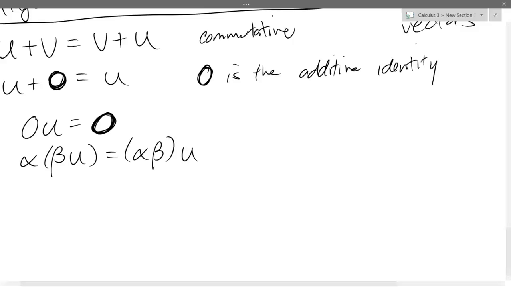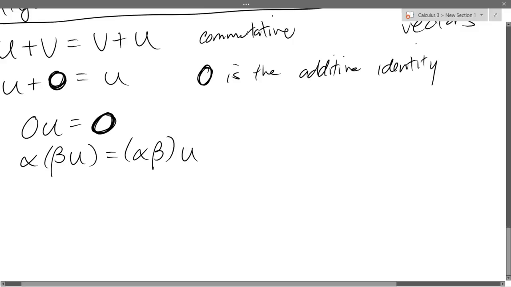Now, what do we call this property? It's definitely a property of scalar multiplication. Call this the associative property. So you can multiply beta times your vector and then alpha after that, or you can multiply your scalars first, take that number, multiply it by your vector. So it's the associative property of scalar multiplication.